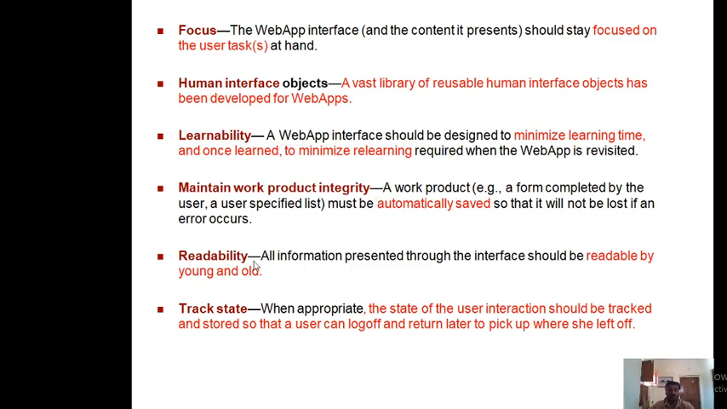Then come to the next principle, readability. Whatever interface design you develop for a web application, it must be readable by all age groups. That means youngsters and old people both can read it easily.